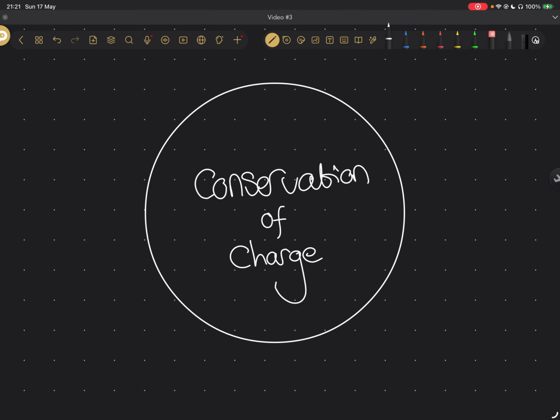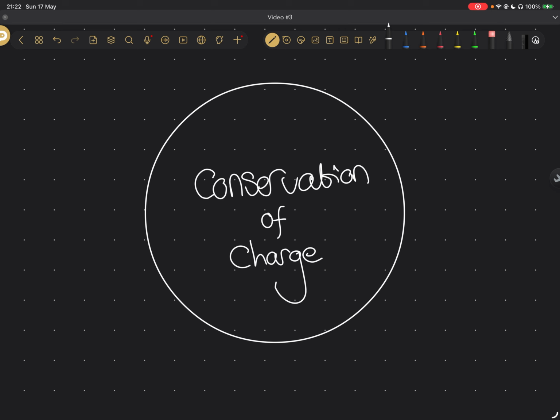So this short video is going to explain the conservation of charge intuitively. Now, the conservation of charge law tells us that charge cannot magically appear or disappear. It can only physically move from one region to another. The continuity equation simply expresses this in terms of maths.